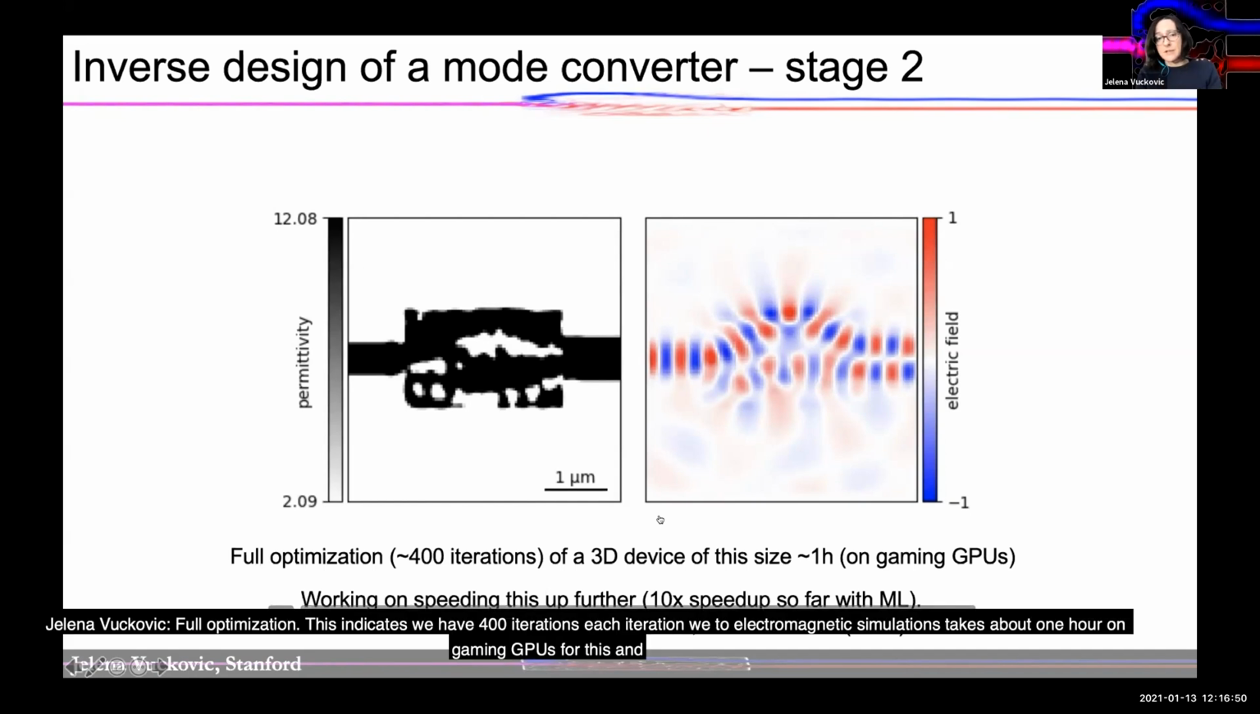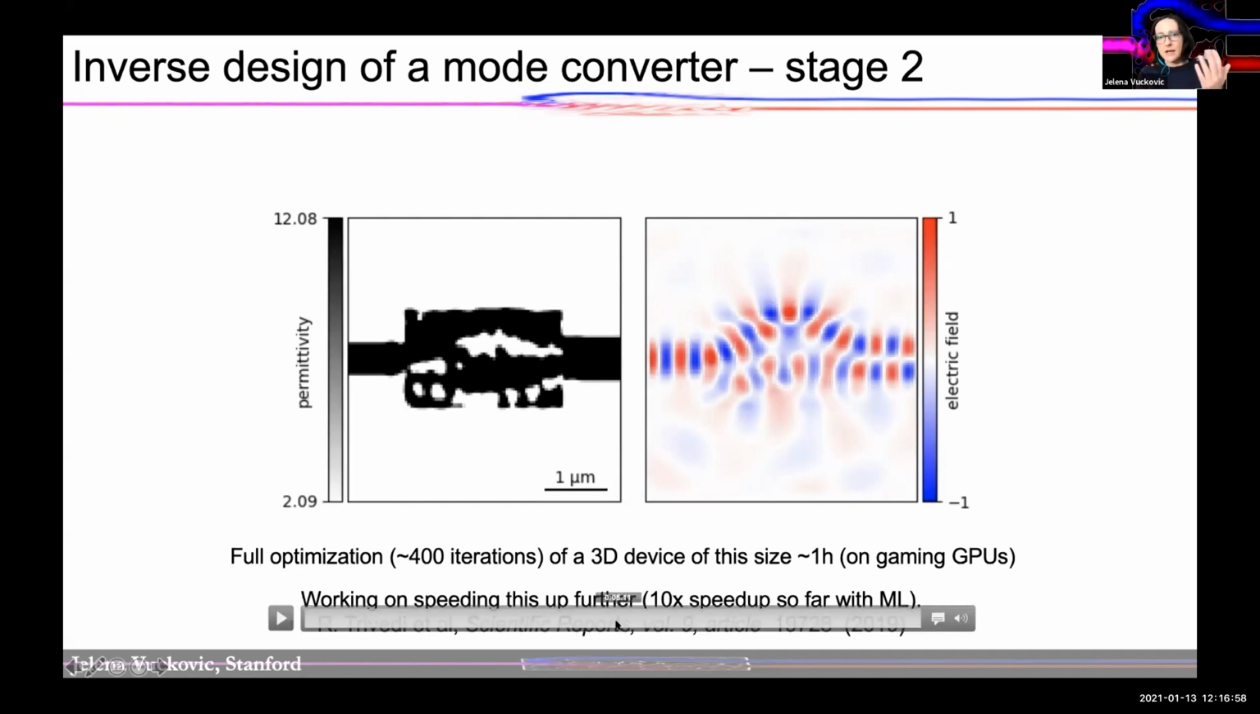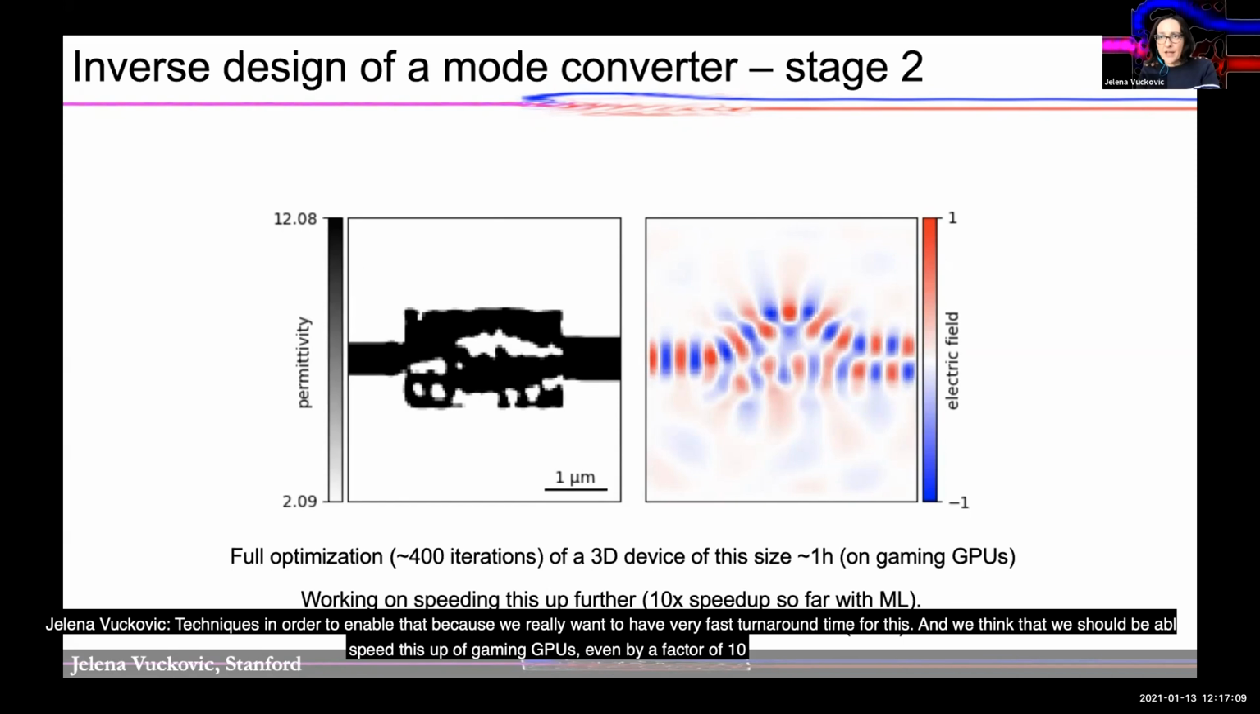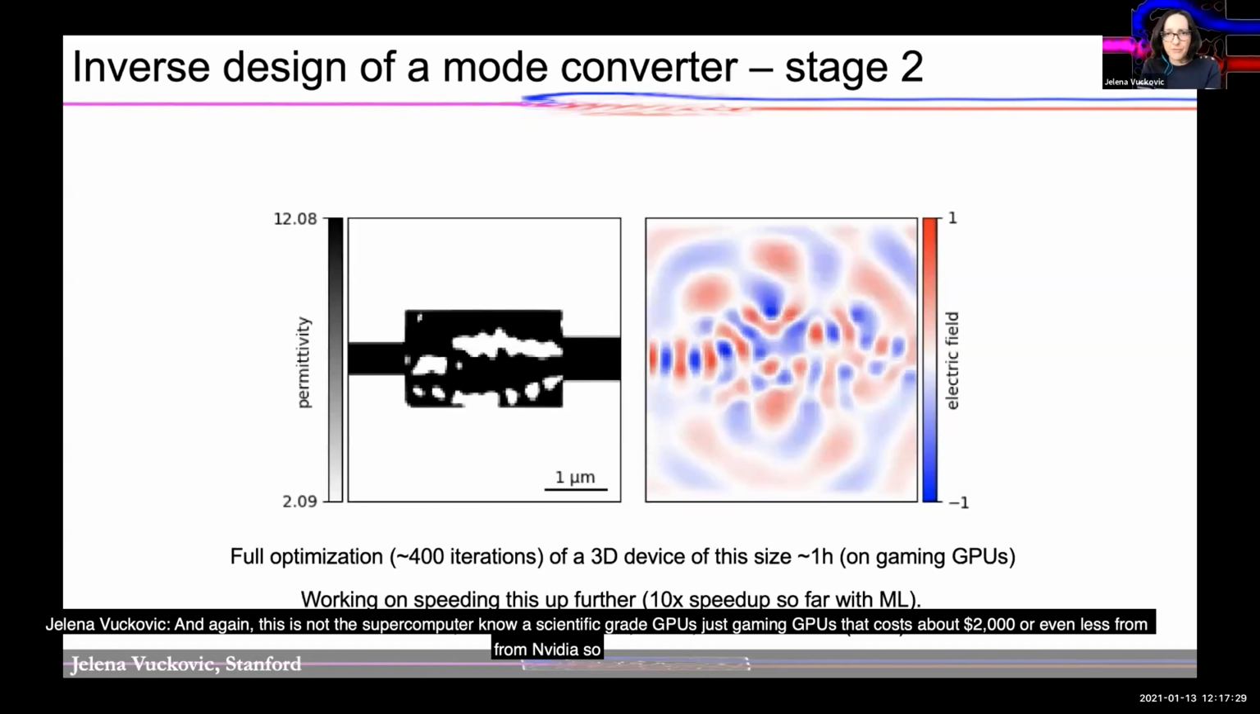Full optimization, in this case, we have 400 iterations. Each iteration with 2 electromagnetic simulations takes about 1 hour on gaming GPUs for this. And that's a very reasonable amount of time. We had to work hard to develop fast electromagnetic solvers and also fast optimization techniques in order to enable that, because we really want to have very fast turnaround time for this. And we think that we should be able to speed this up on gaming GPUs even by a factor of 10. And again, this is not a supercomputer, no scientific grade GPUs, just gaming GPUs that cost about $2,000 or even less from NVIDIA.